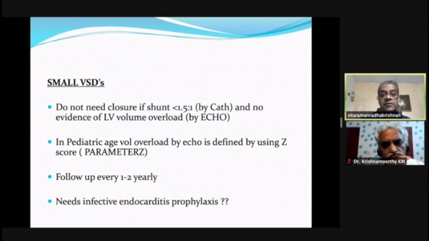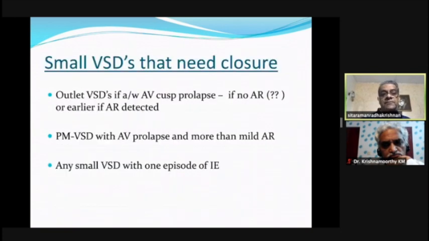for infective endocarditis, which is anyway very rare. There is a small subset of small ventricular septal defects which will need closure. Otherwise, we tend to at least follow them up till 10 years of age and then take a decision later.